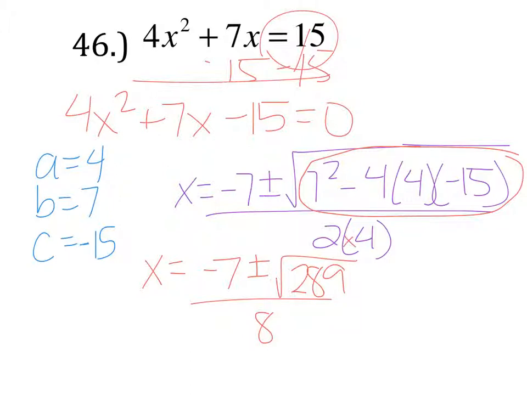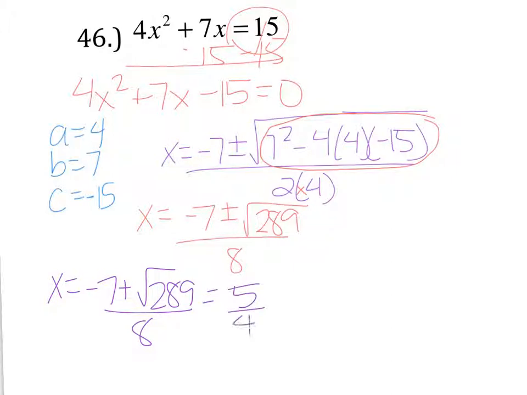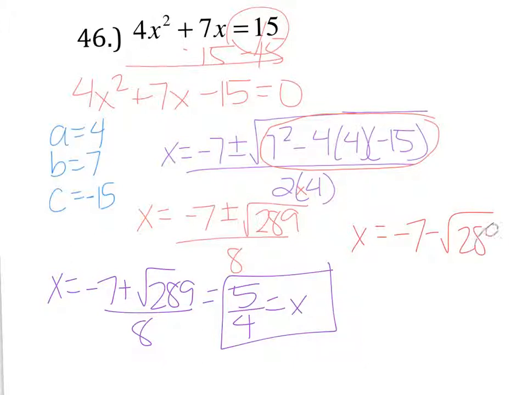So in your calculator, we will split this up, and we're going to plug in x is equal to -7 plus the square root of 289, the whole thing divided by 8, which will give us 5/4. So x is equal to 5/4. And then we'll take x is equal to -7 minus the square root of 289 divided by 8, which x will be -3.